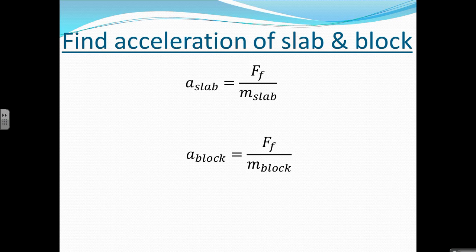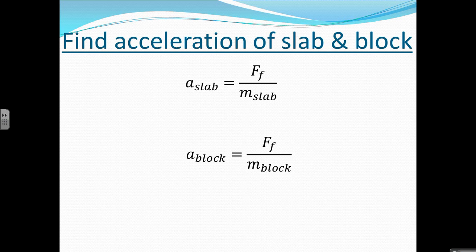From here, we take two steps. The first step is we find the acceleration of the slab, which is that force of friction at 0.98 newtons divided by the mass of the slab, which is 3 kilograms. And we do something very similar for the acceleration of the block. That is the force of friction, the 0.98 newtons, divided by the mass of the block, which is 0.5 kilograms.